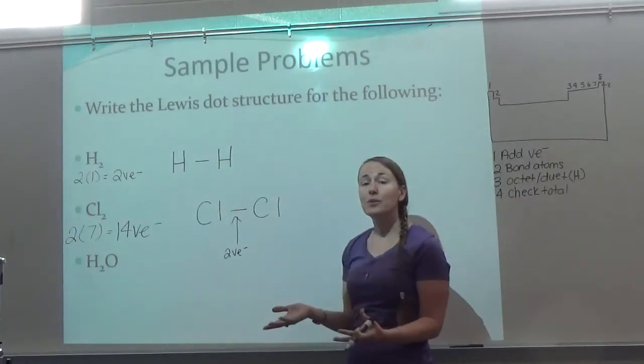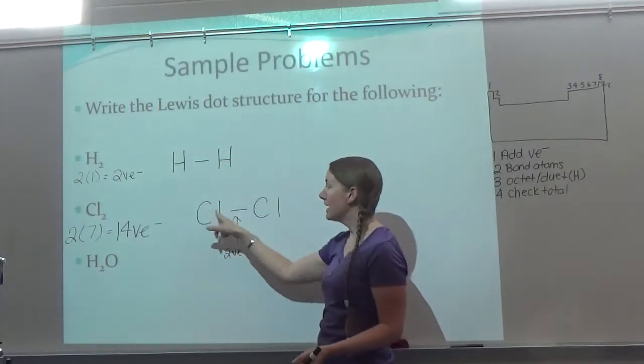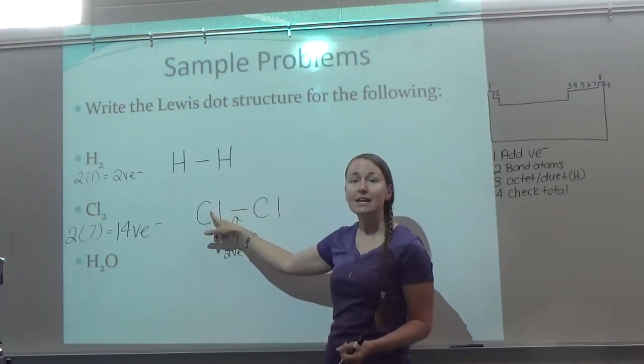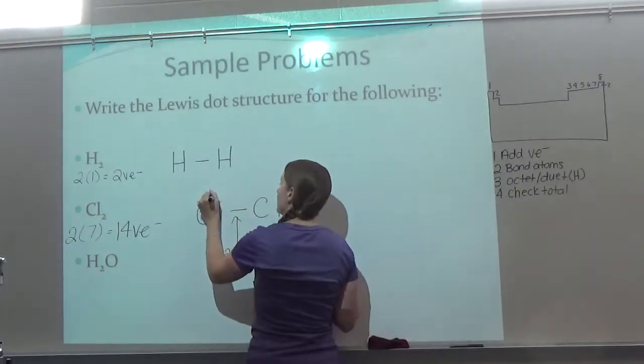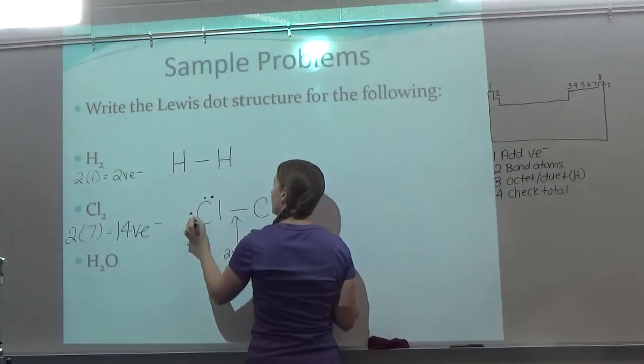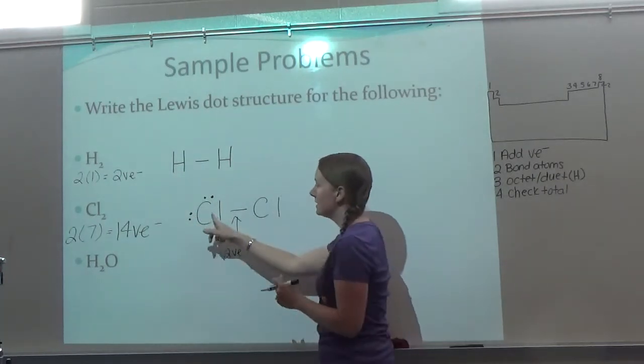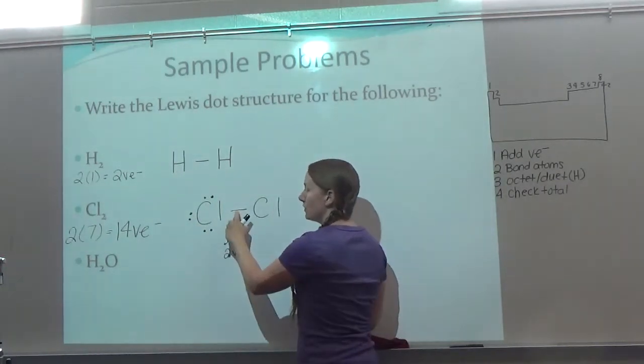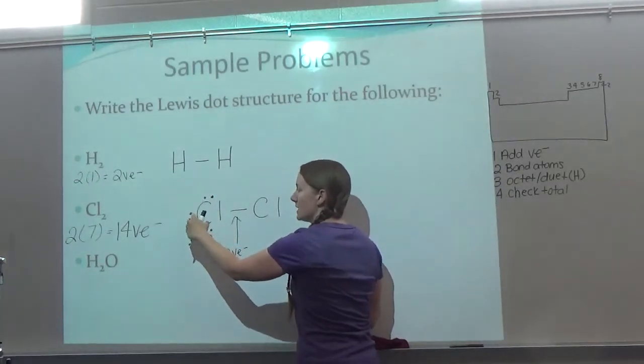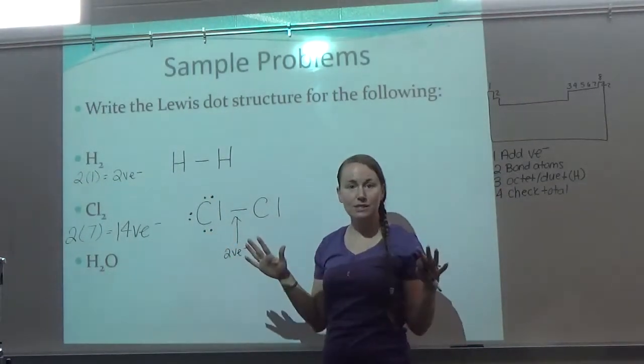To be stable, they need 8. If it has 2 right now, how many more does it need to get 8? It needs 6 more. So I say, okay, here's 1, 2, 3, 4, 5, 6. Now this chlorine has 2 from the bond, 4, 6, 8. So it's now stable.